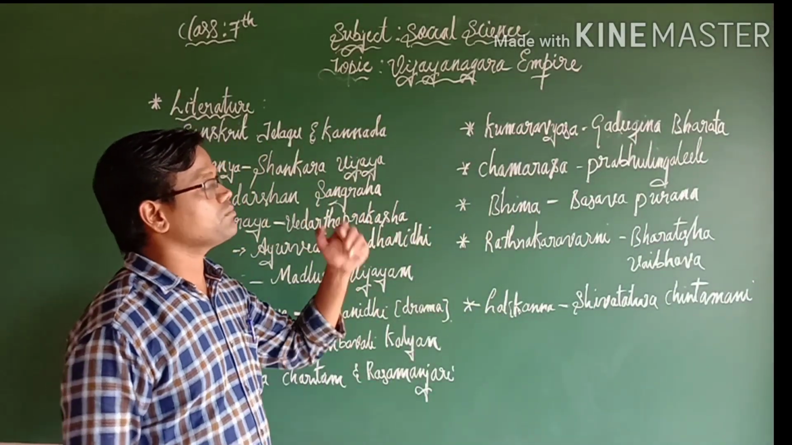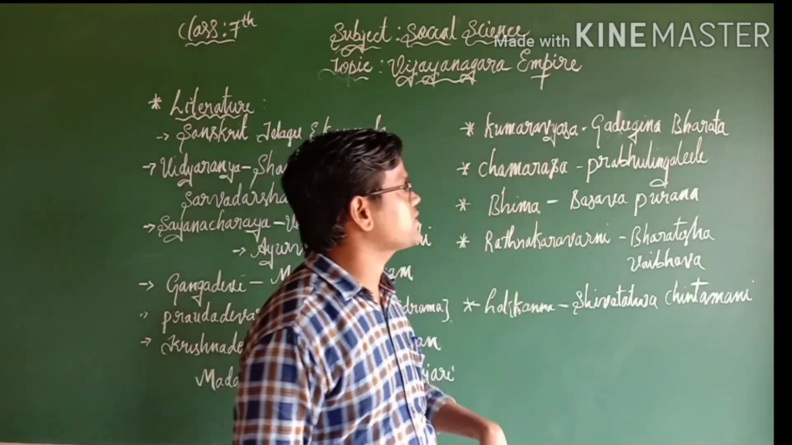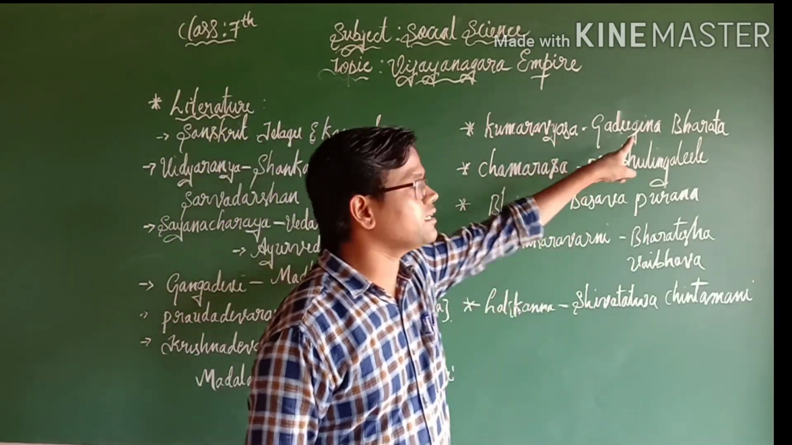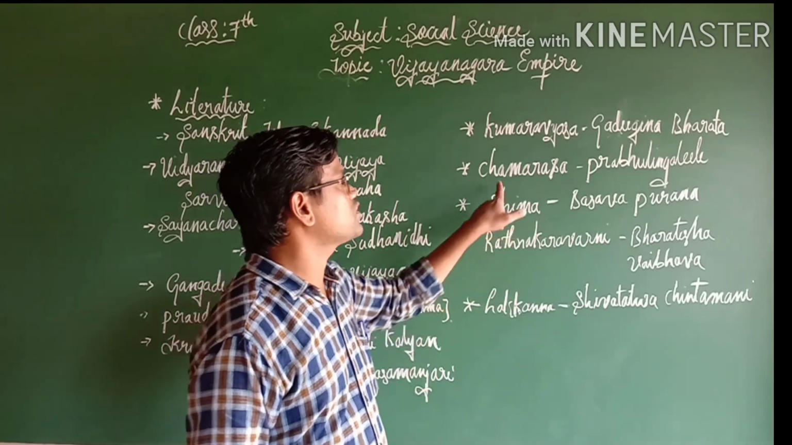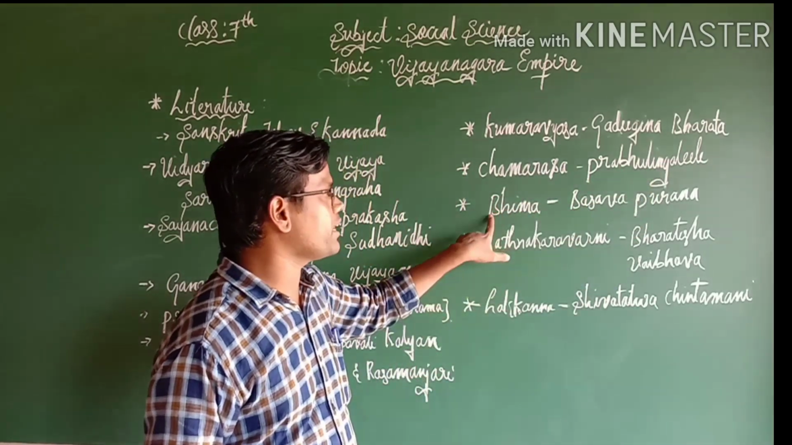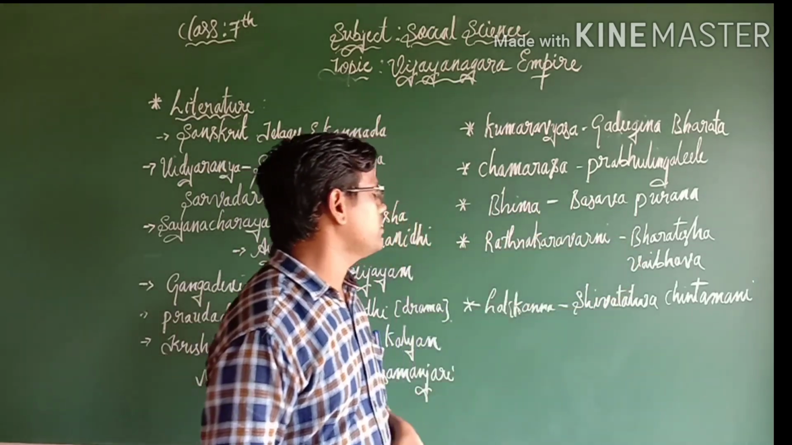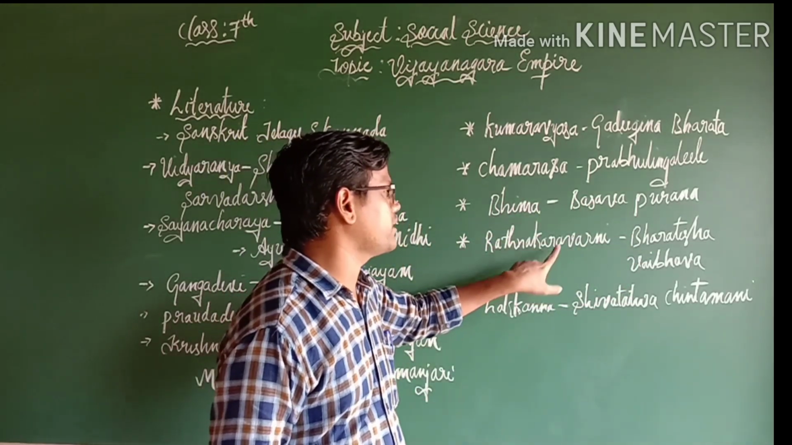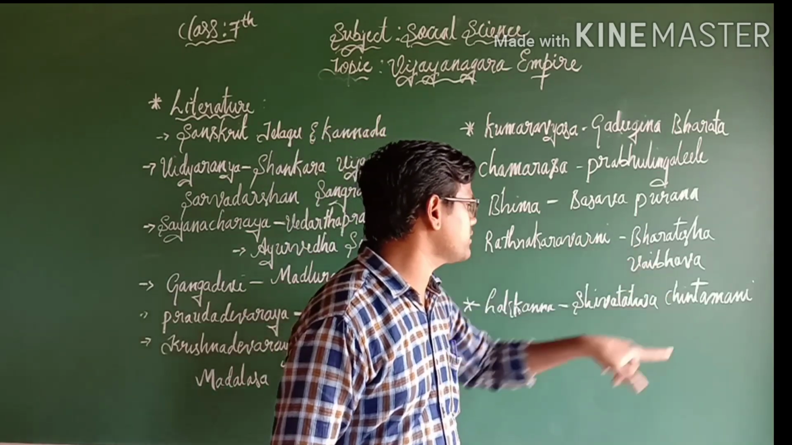And one more important poet, Kumara Vyasa. Kumara Vyasa wrote Gadigina Bharata. And Chamarasa. Chamarasa wrote Prabhulinga Leela. And Bhima wrote Basava Purana. And the next one, Ratnakara Varni. Ratnakara Varni wrote Bharatesha Vaibhava.